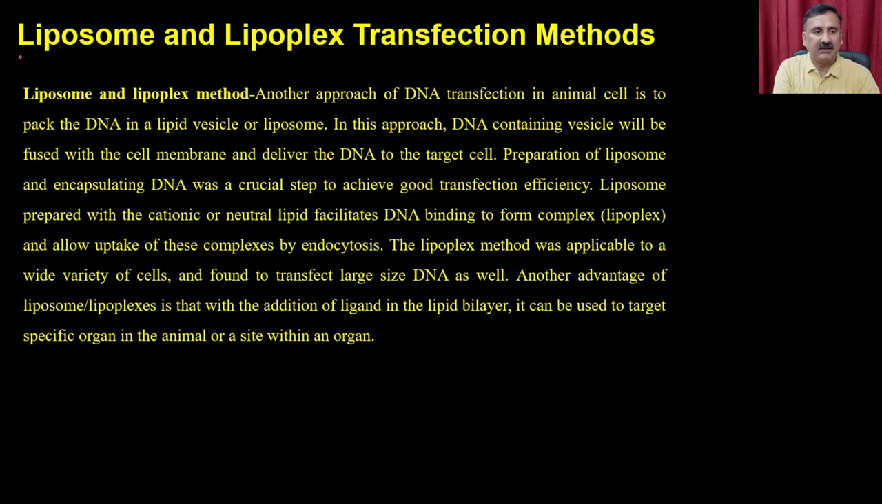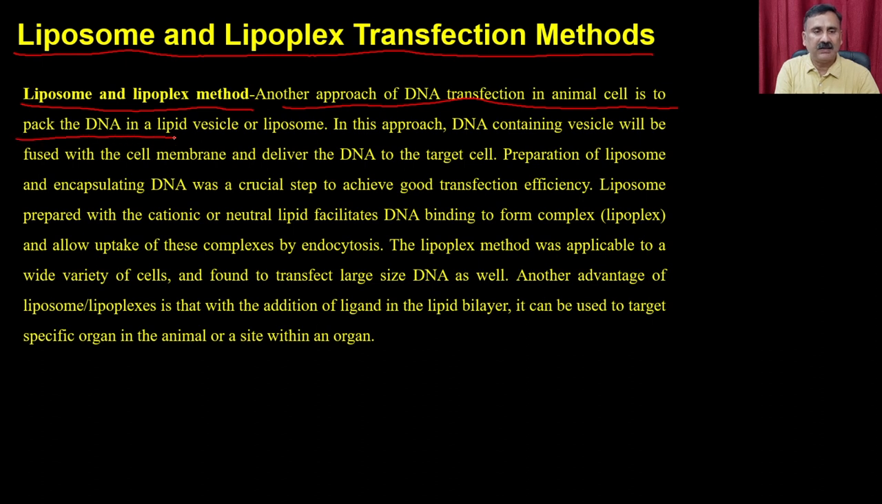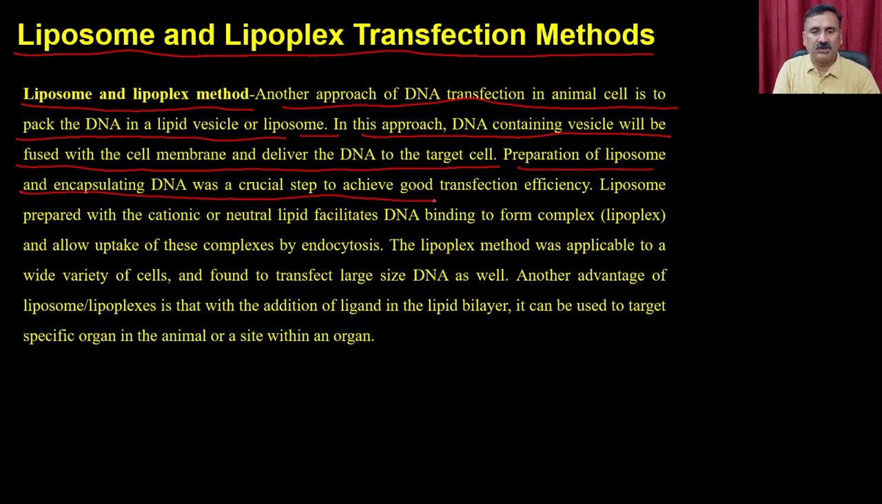Then we have the second method, where you are going to use the liposome and lipoplex transfection method. Another approach of DNA transfection in animal cells is to pack the DNA in a lipid vesicle or liposome. In this approach, the DNA-containing vesicle will be fused with the cellular membrane and deliver the DNA to the target cell. Preparation of the liposome and encapsulating DNA is a crucial step to achieve good transfection efficiency. Liposomes prepared with cationic or neutral lipids facilitate DNA binding to form the complex or lipoplex, and allow the uptake of these complexes by endocytosis.